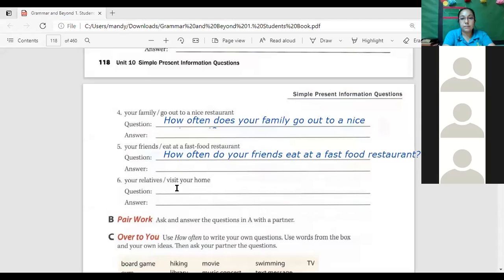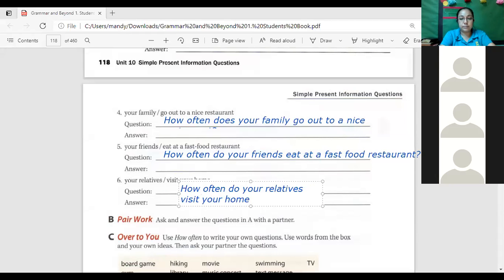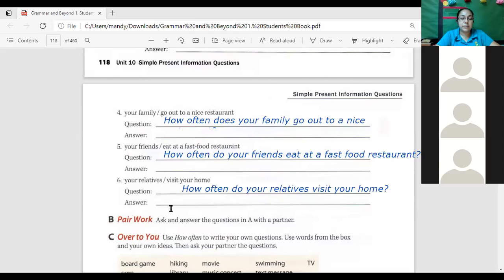And the last one, your relatives visit your home. In that case, how often? Relatives in that case is in plural, yes? So we use do. How often do your relatives visit your home? And you answer. Every weekend is possible. So it depends on your information, yes?